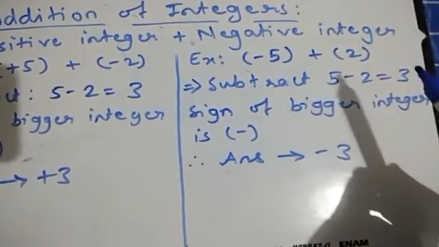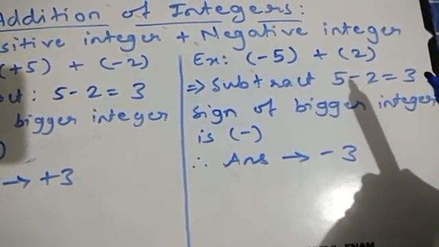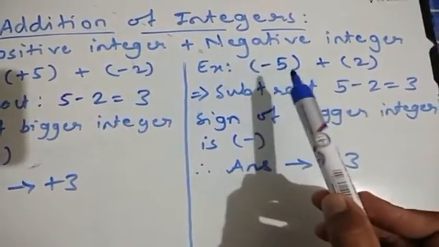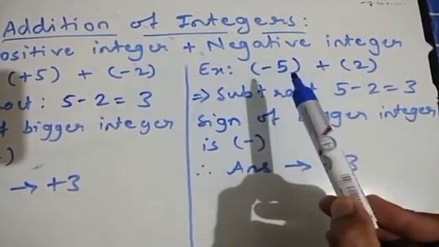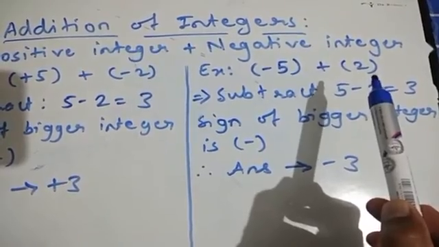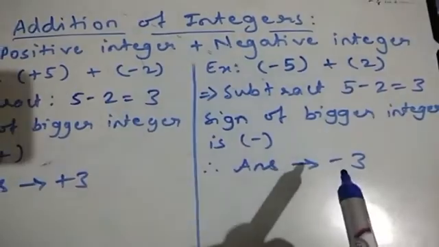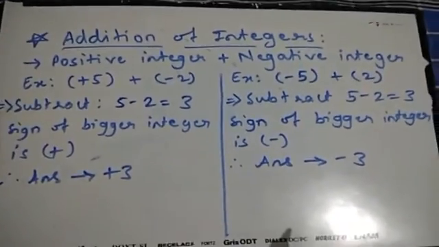So what sign is to be given to that answer? Again we have to decide by ignoring sign. Ignore the sign of both the numbers. So here we have 5, here 2. So 5 is greater than 2 by ignoring sign. Yes or no? Therefore what is the sign of this 5? Minus sign. So the answer also will take the minus sign. I hope you understood this part also.